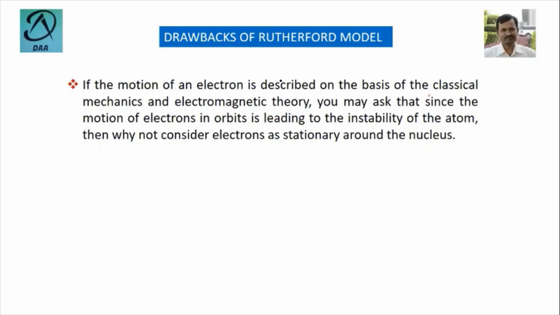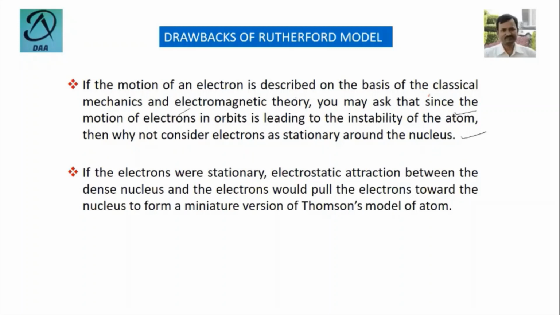If the motion of an electron is described on the basis of classical mechanics and electromagnetic theory, then you may ask: since the motion of the electrons in orbits is leading to the instability of the atom, why not consider the electrons as stationary around the nucleus? That may be one question that arises in your mind. Then you will see what will happen if electrons are stationary.